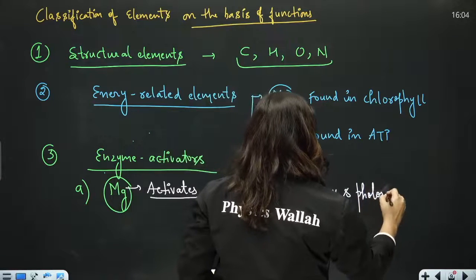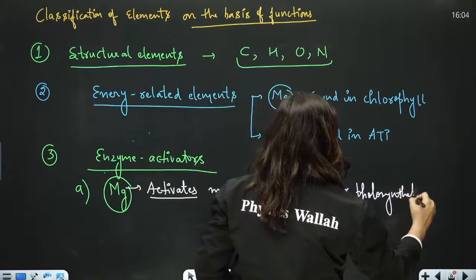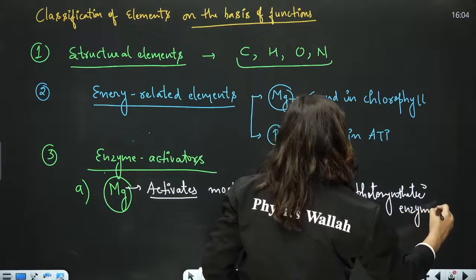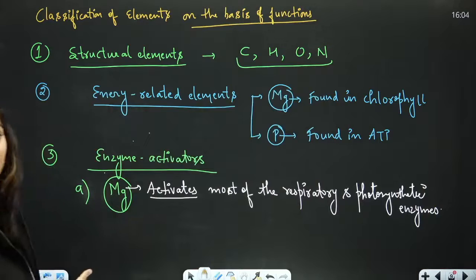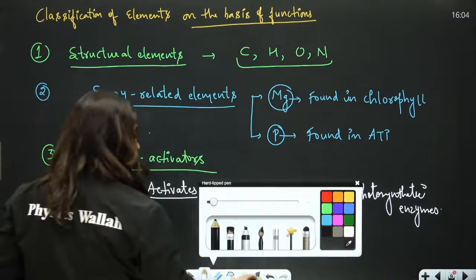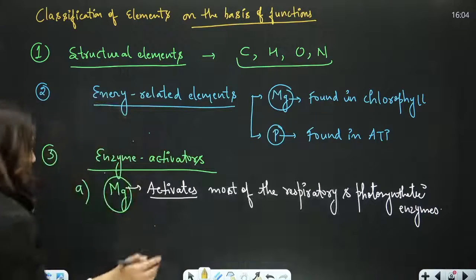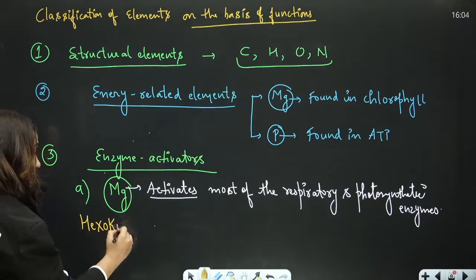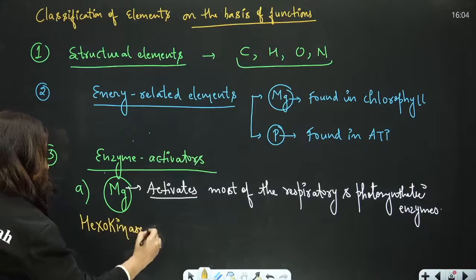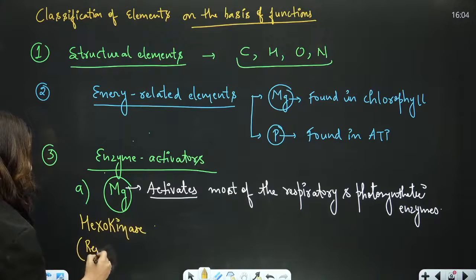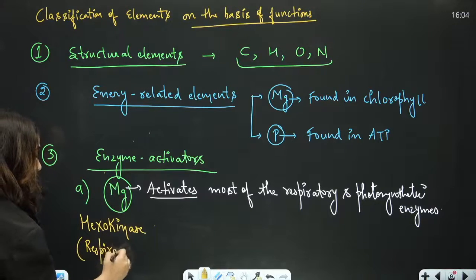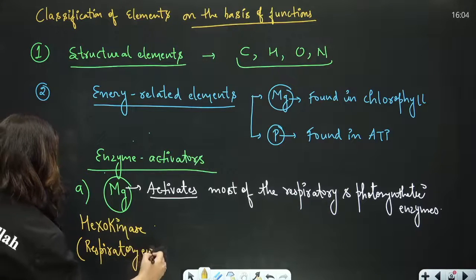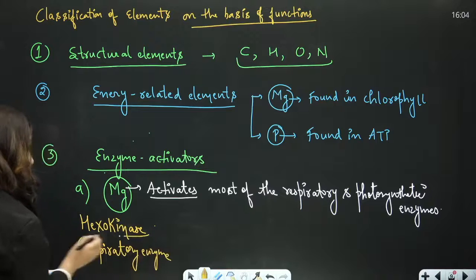Most of the enzymes which are involved in the process of photosynthesis and in the process of respiration are activated by magnesium. Some of the very good examples, the first example given in NCERT, is hexokinase. Hexokinase is the respiratory enzyme involved in the process of glycolysis, right? This is activated by magnesium.